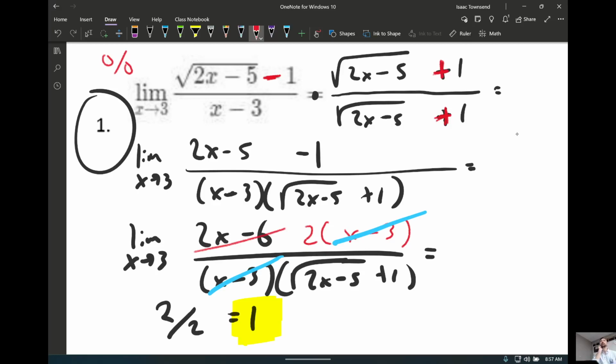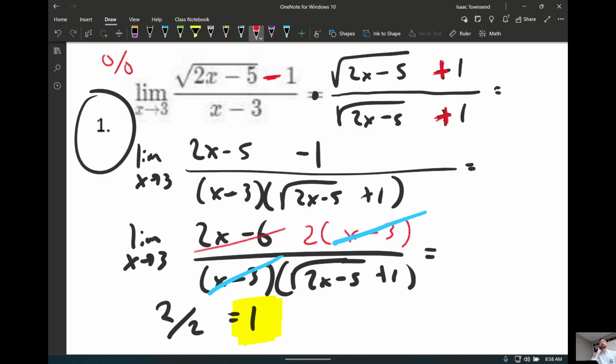The reason I knew not to try to multiply that together is because I could see that the numerator was close to an x minus 3. You could combine minus 5 minus 1 to a minus 6, and then 2x minus 6 has a GCF of 2, so you can factor out a 2, and then finally I got the x minus 3's to cancel. Plugged 3 into what's left over, I got 2 over the square root of 2 times 3 minus 5 plus 1. So I ended up with 1 in the end.